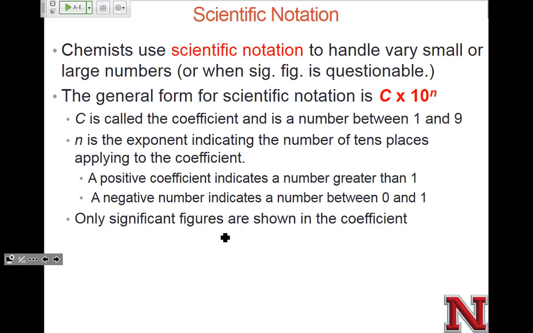And remember, we only show significant figures in the coefficient, so that makes it a lot easier to determine the significant figures, and we know all numbers in our c are going to be significant, so that really makes it much more clear, and it's really useful.